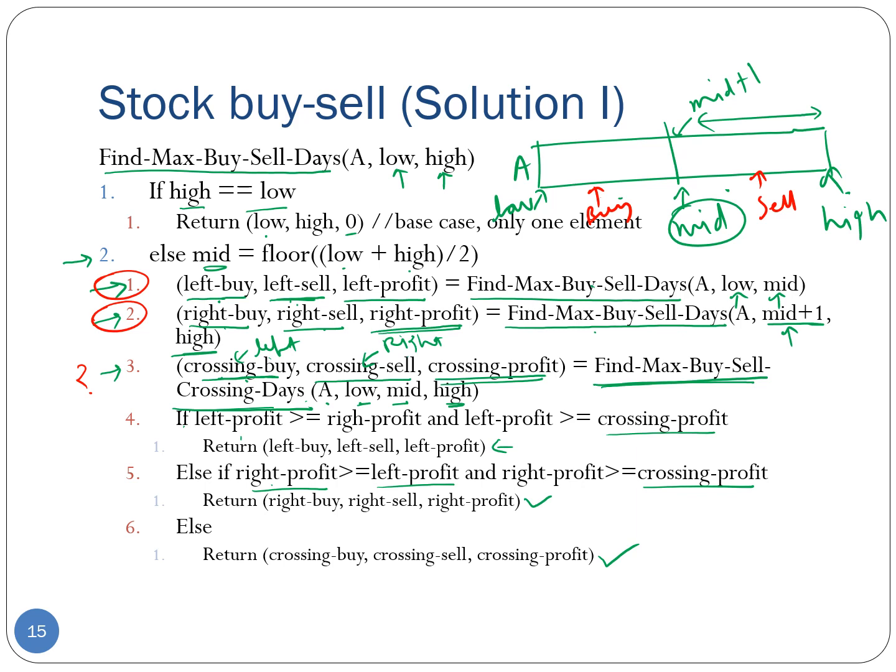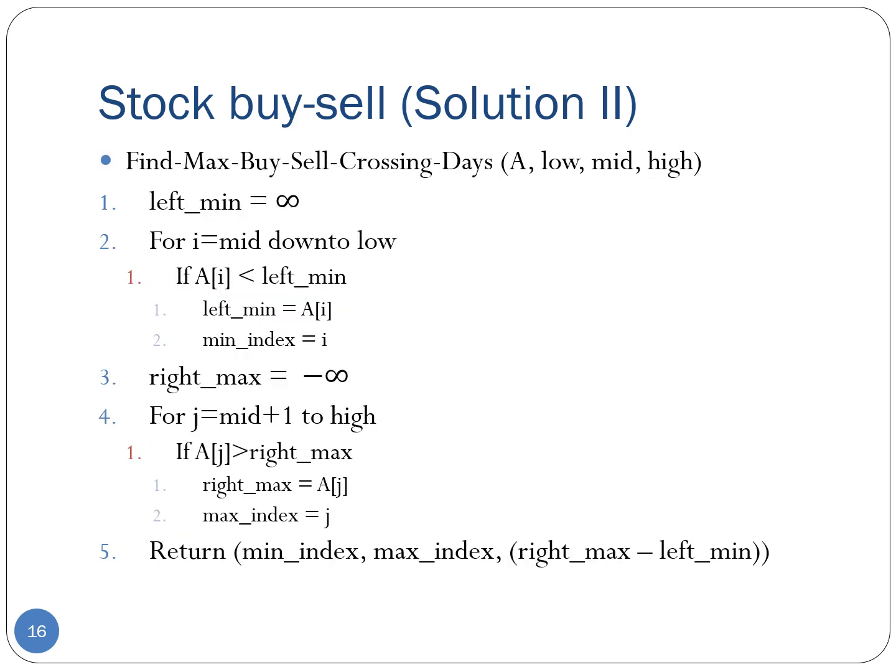If I tell you that you must buy in the left half and you must sell in the right half, then what would you do? An obvious strategy to maximize your profit would be to find the day with the minimum price in the left half and to find the day with the maximum price in the right half. That's it. Once you do that, that is going to be your answer. And this is exactly what the function find max buy sell crossing days does. This function is given over here.